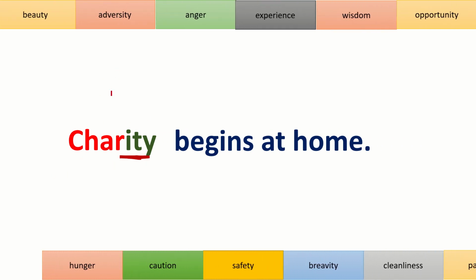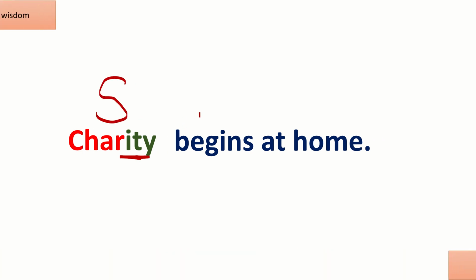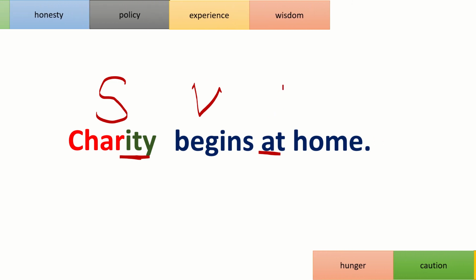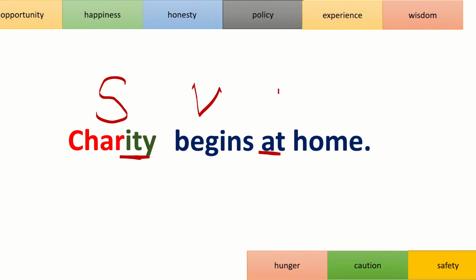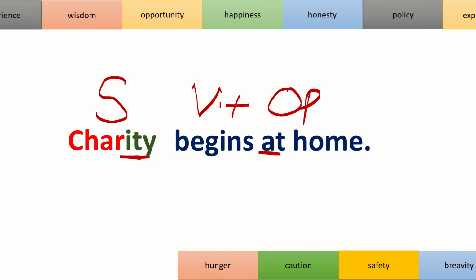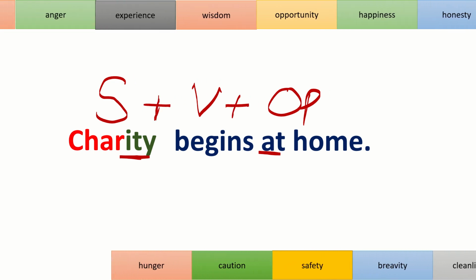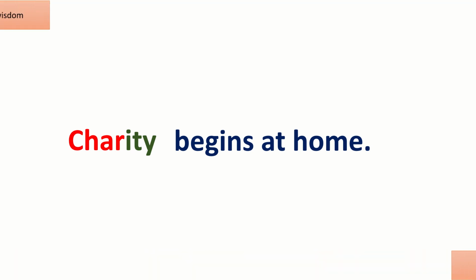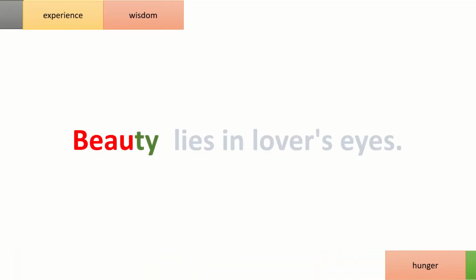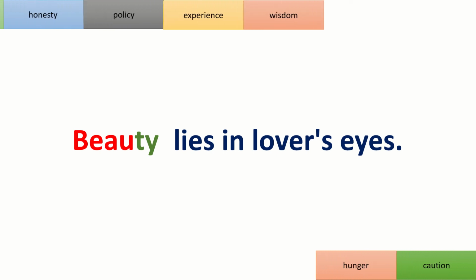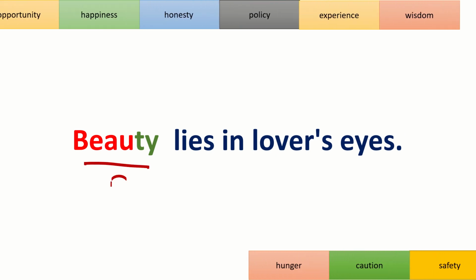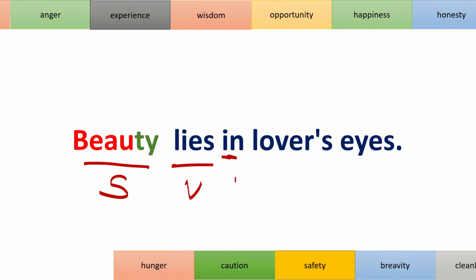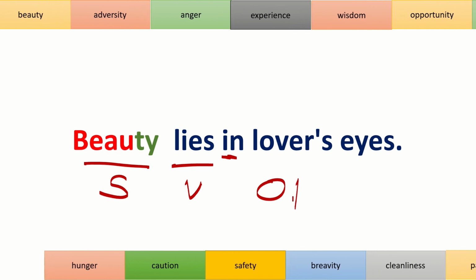Here I will explain the structure of the sentence. Charity is the subject, begins is the verb, at home. There is a preposition, so this is an object of a preposition. Sorry for my bad handwriting. Let's move on to the next one. Beauty lies in lovers' eyes. Here also the subject is beauty, lies is the verb. Here there is a preposition, and this is an object of a preposition.